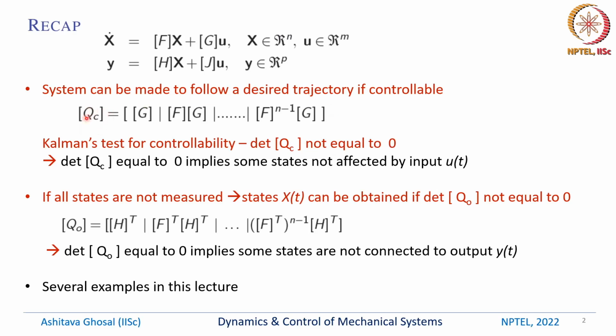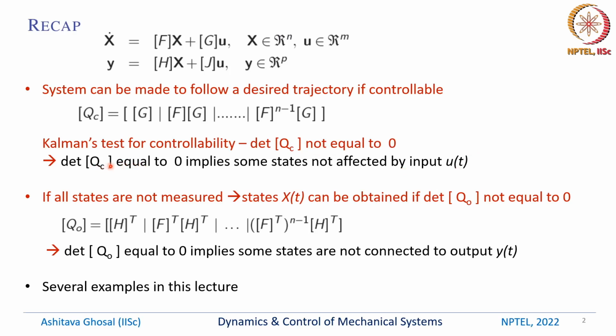If the determinant of QC is equal to 0, this implies some states are not affected by the input u of t, and hence we cannot take those states from some initial state to another arbitrarily desired state in finite time by application of u of t.